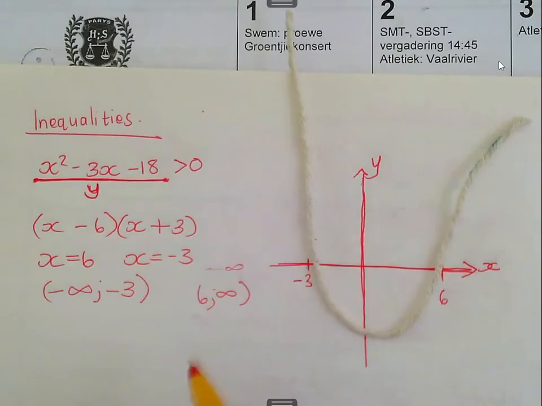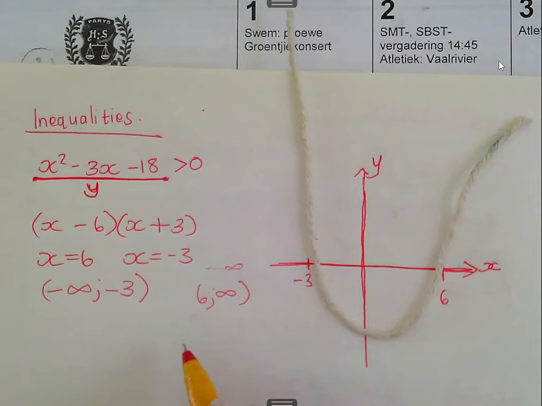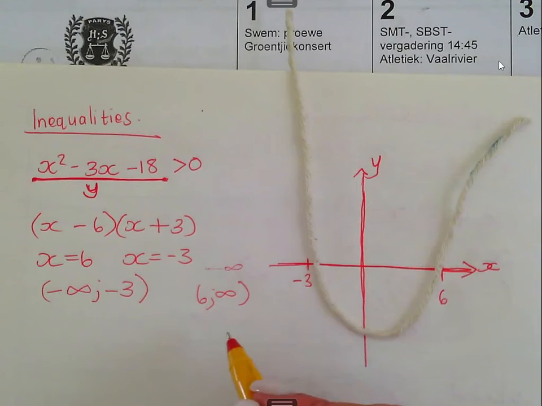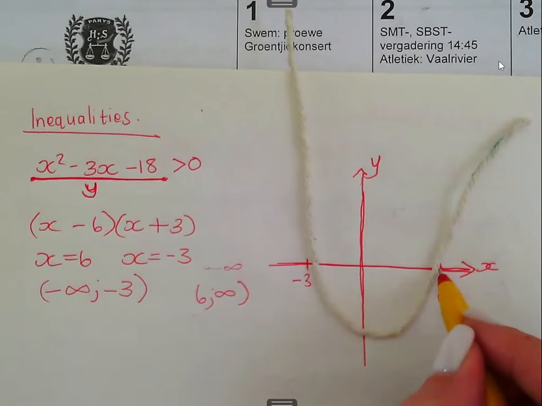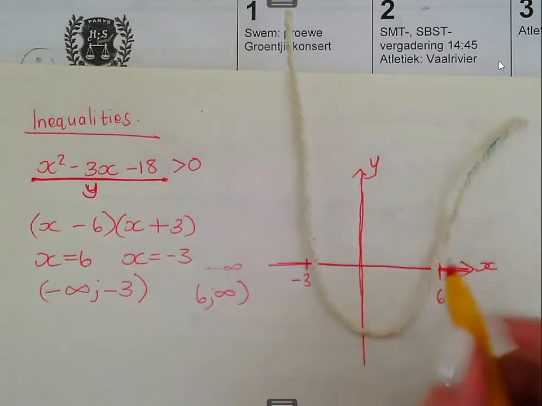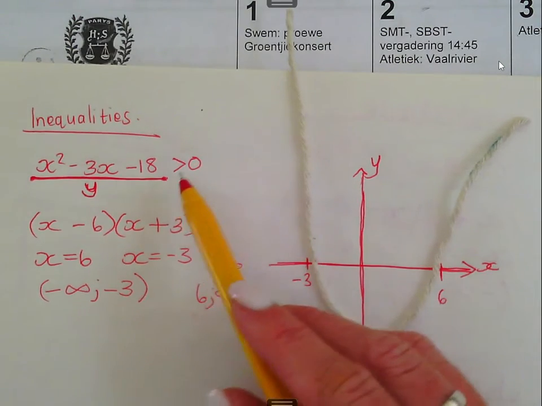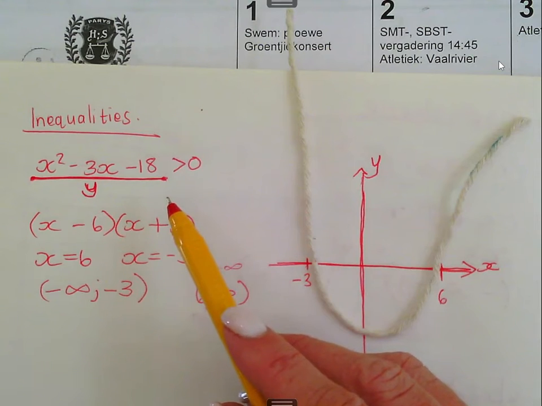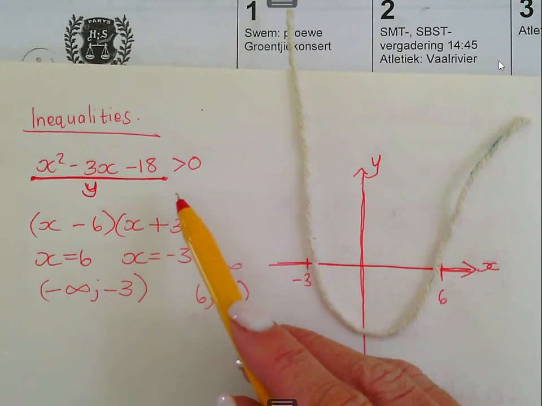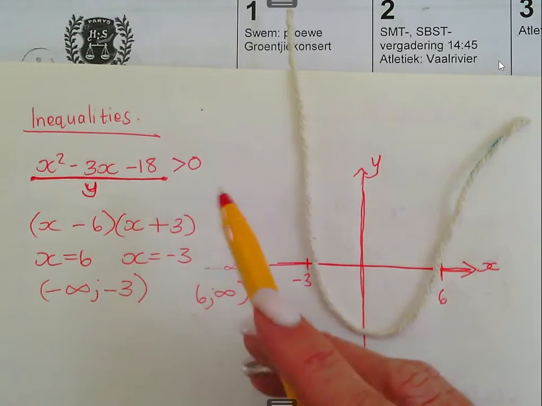Infinity not included. Must 6 be included or excluded? Why included? Not included. At 6 it's 0. The question asks bigger than 0. Not bigger than or equal to 0. Just bigger than 0.